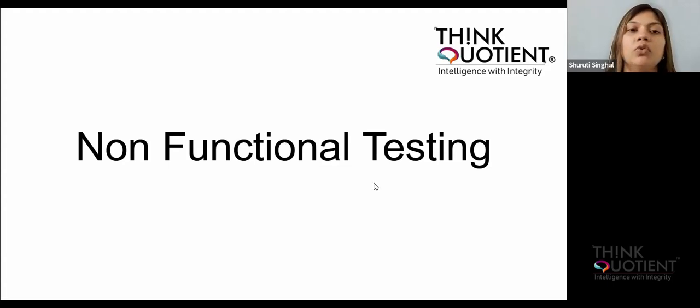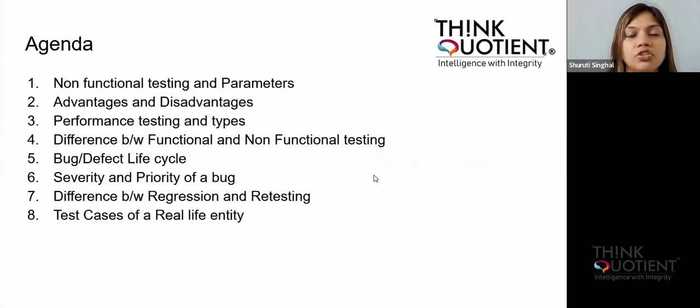In this session, we are going to understand what non-functional testing is and what parameters we test in it. What are the advantages and disadvantages of this testing? Then we are going to dive into performance testing and its types. We are also going to understand the difference between functional and non-functional testing. Then we are going to cover a very important life cycle, that is the bug life cycle or defect life cycle. Moving ahead, we will understand the severity and the priority of a bug.